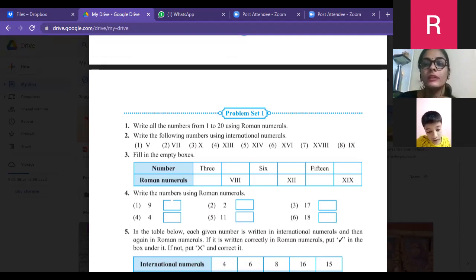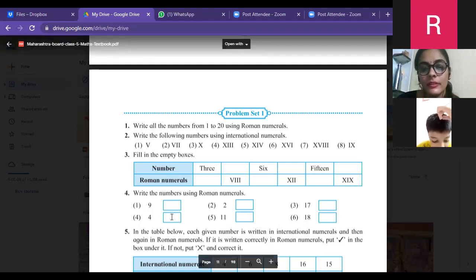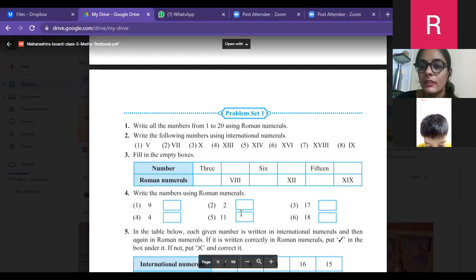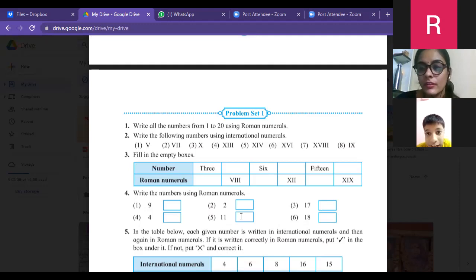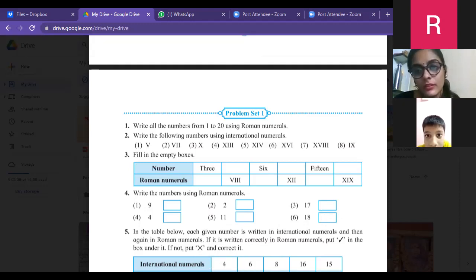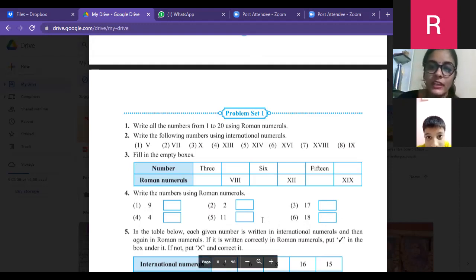Okay. So 9, teacher, IX. IX. Next. 17 में XVII. Correct. Next. 4 में IV. Okay. Then the fifth. 7 में VII. Good. Next. 18 में XVIII. Very good. Very nice.